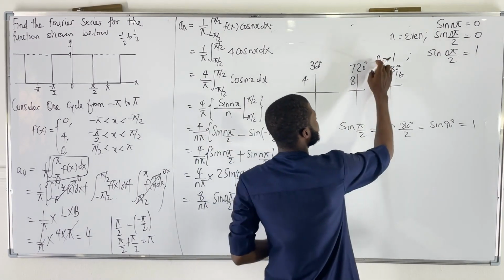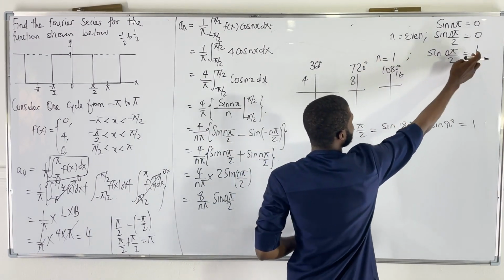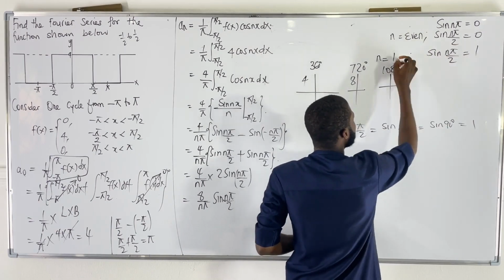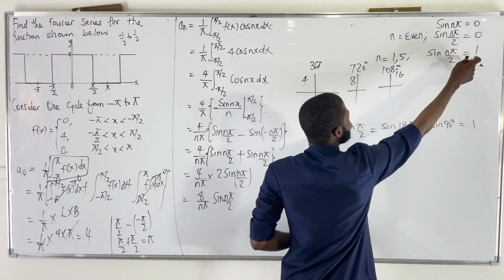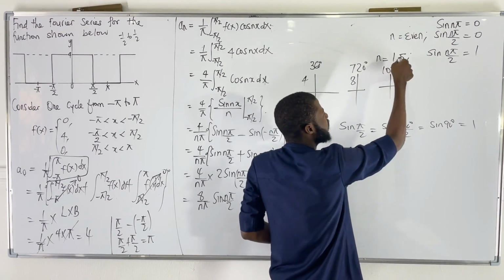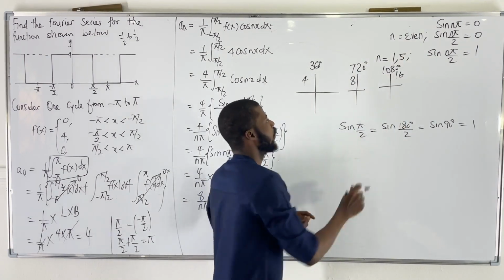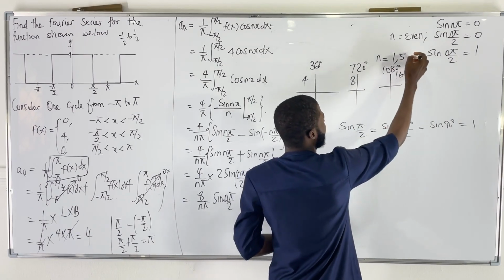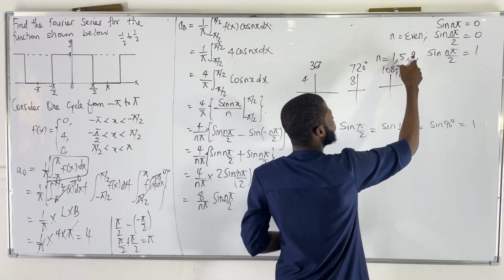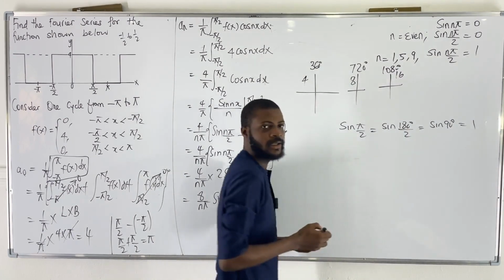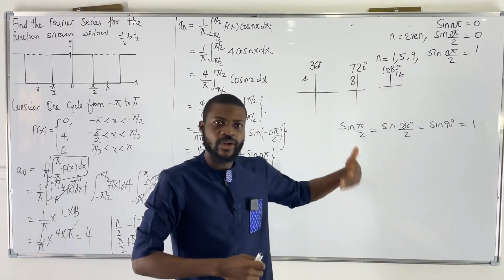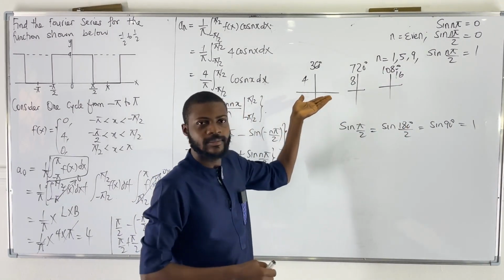So what it means is, if n is equal to 1 here, and it gave me my sine n pi over 2 was 1, that means when n is equal to 5, it will still be the same thing, because what I did was to add 4 to the 1 to get 5. Also, if I add 4 to this very 5, I'm going to get 9. The value will still be the same when it's 9, because I am adding multiples of the quadrant.